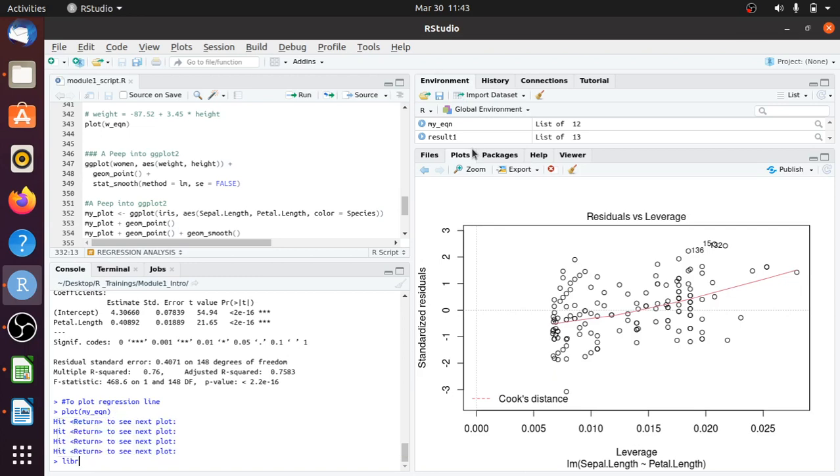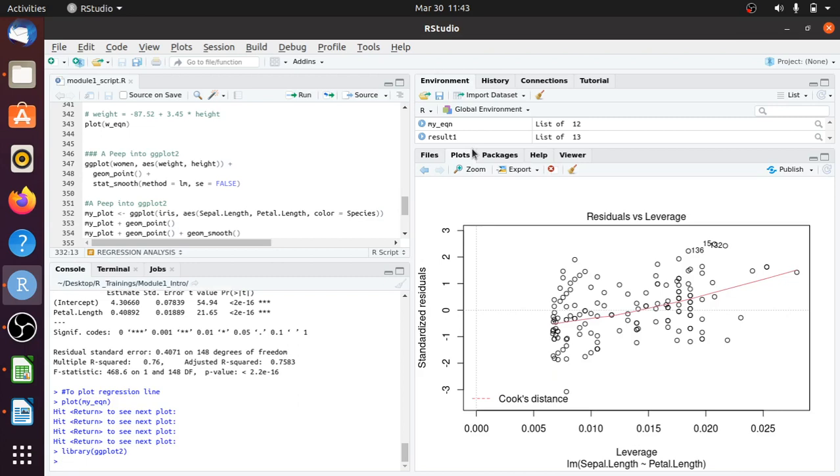loaded. Okay, and I say give me a plot of iris, give me sepal length, petal length. Now use color to separate the species for me.